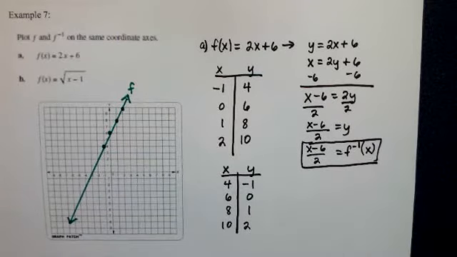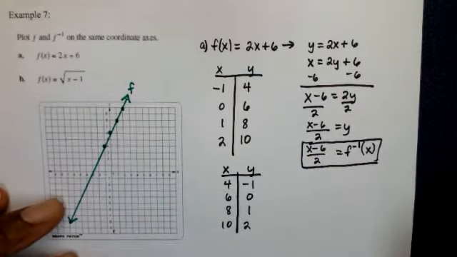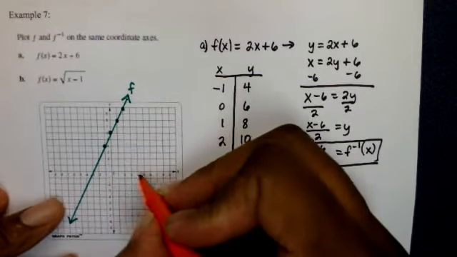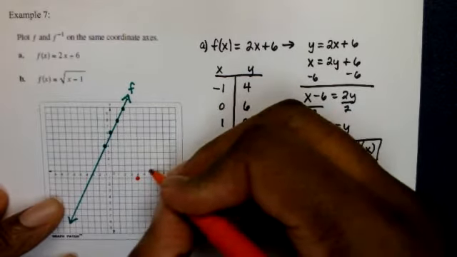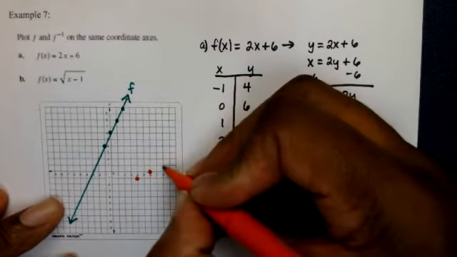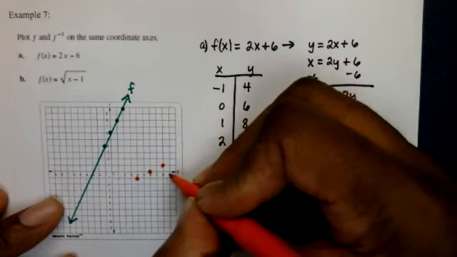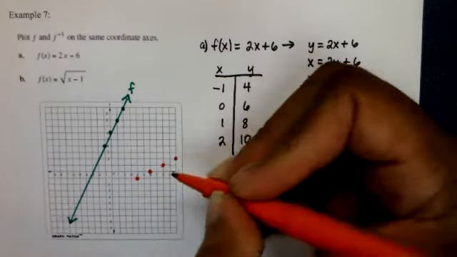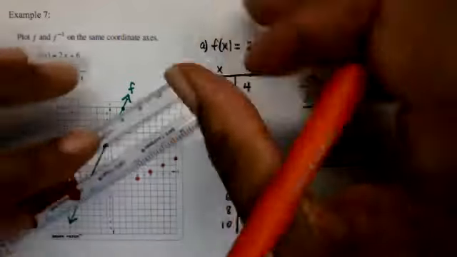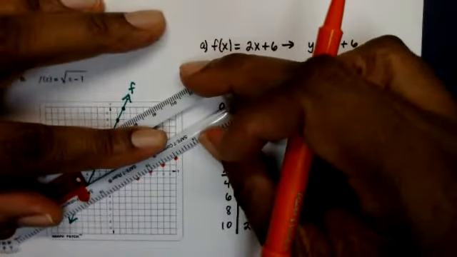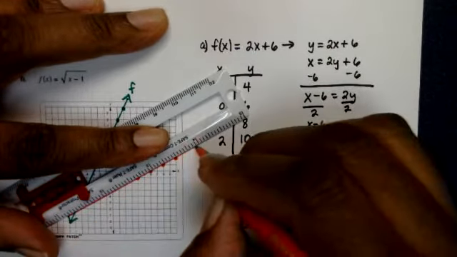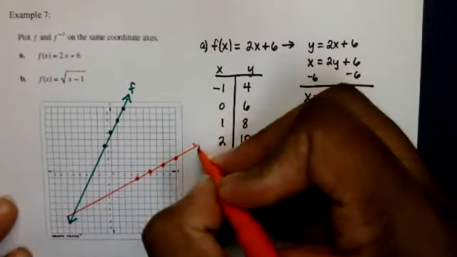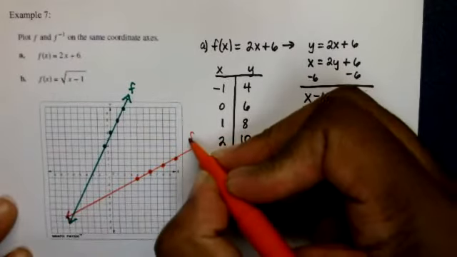Now let's plot those on the same coordinate grid. Let's see, 4, -1 will be to the right 4 and down 1. 6, 0 will be on the x-axis. 8, 1 will be to the right 8 and up 1. 10, 2 will be to the right 10 and up 2. Let's connect these points. And that would be the graph of f inverse of x.